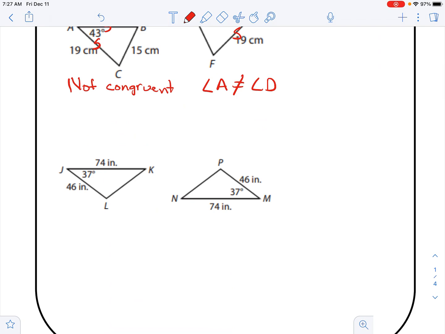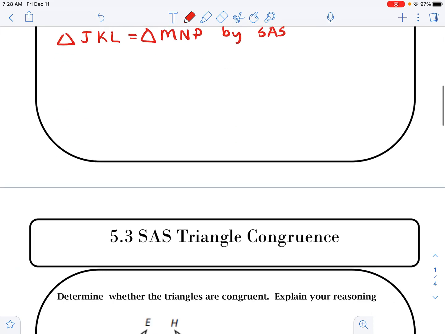If we come to this one, I have a side, I have a side, I have an angle, 37, I have an angle, 37, I have a side, I have a side. So we are good. We would say that triangle JKL is congruent, and order matters. J corresponds to M, so we'd say MNP. I went J and then along this long side, so I need to go there. And we'd say by side angle side. So make sure we put that in there.